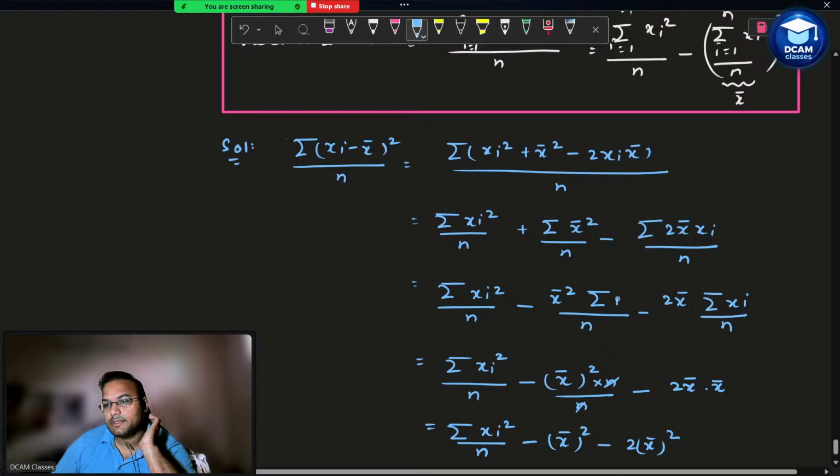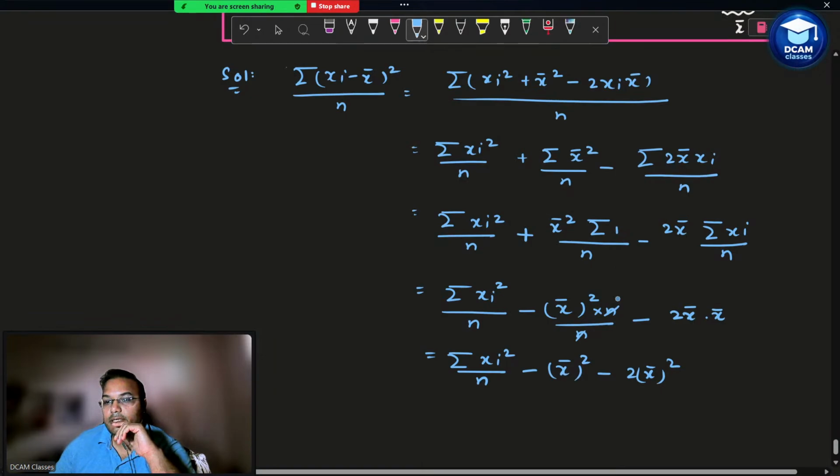No, there is some mistake. Acha, why have I put minus here? It is plus. Sigma xi square by n minus x bar whole square.